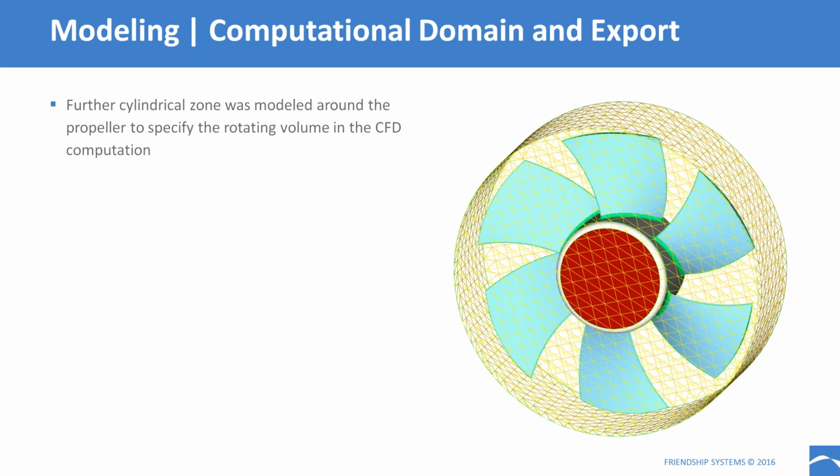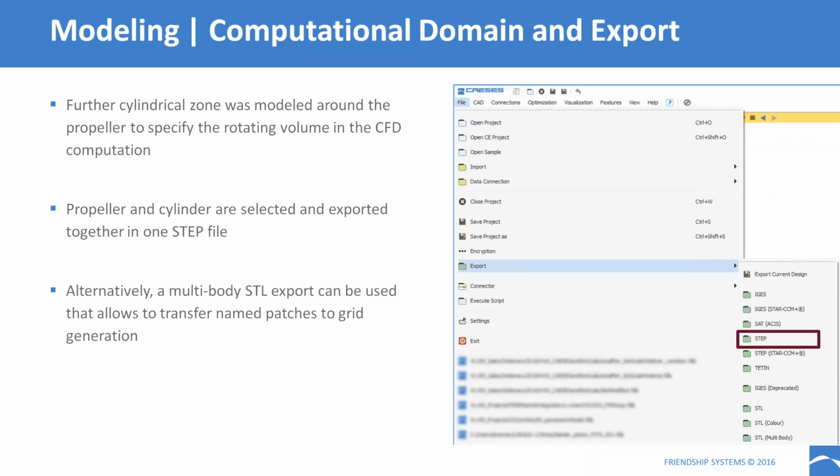To prepare for the computation, finally, we modeled a further cylindrical zone around the propeller. This will specify the rotating volume later in the CFD setup. So Pavel will show how that is used. And then we select the propeller and the cylinder and export everything together in a STEP file.